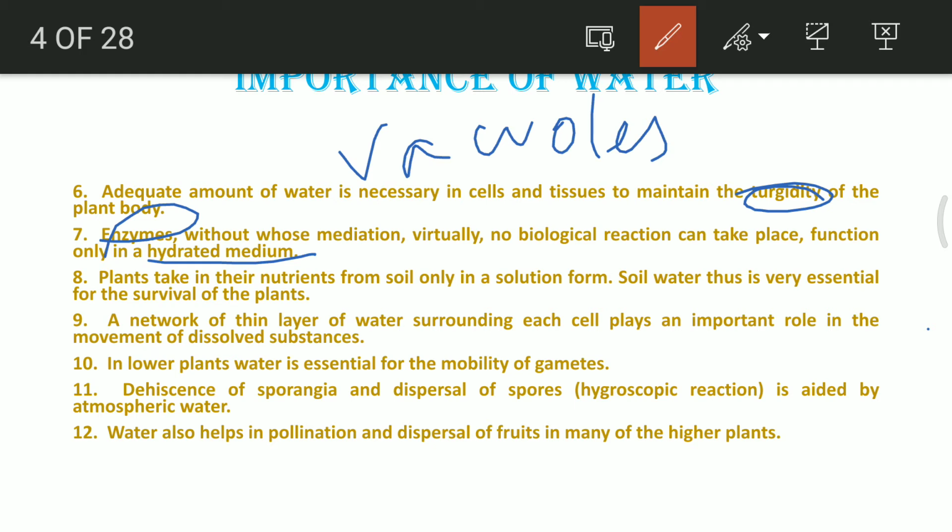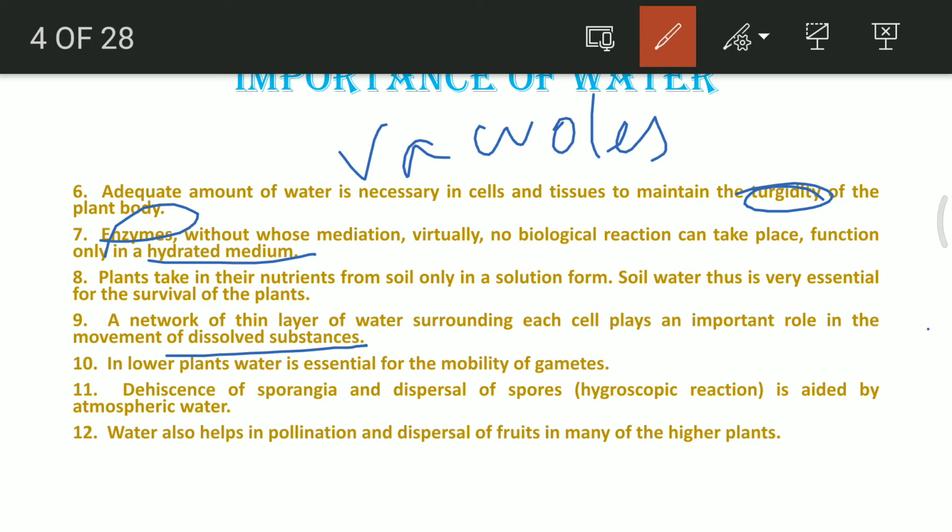These minerals cannot enter the root hair cells as such from the soil. They require a medium for movement. That medium is provided, again, with the help of water. So water is helping in dissolution of various substances which are required by the plants, and the root hairs, along with the water, are absorbing those substances as well.